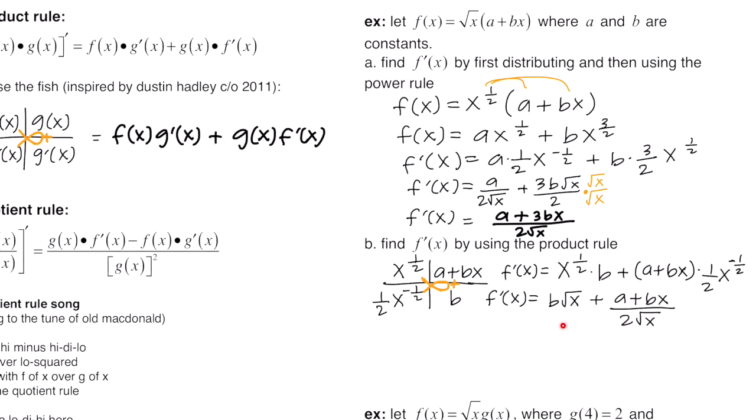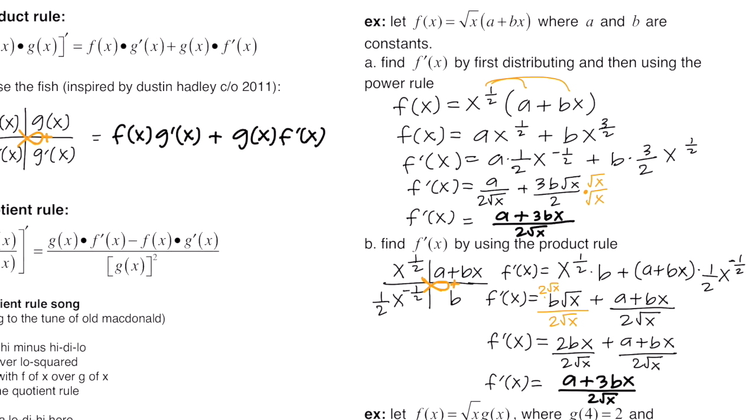Now we want to make common denominators, so we're multiplying this on top and bottom by 2 root x. This root x times this root x makes just x, so you get 2bx in this numerator. Over here I just dropped that numerator down, and now we can add the two fractions. And remember, when you add across the top, 2bx plus 1bx makes 3bx, and then I drop the a down. So either way, by distributing first or using the product rule, you're getting the same answer.